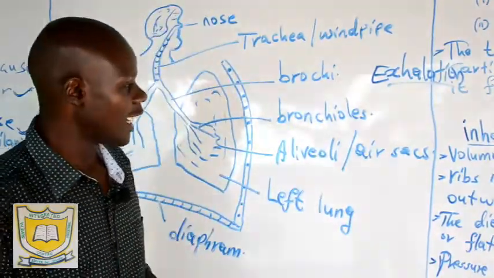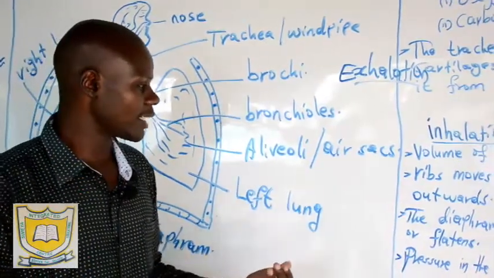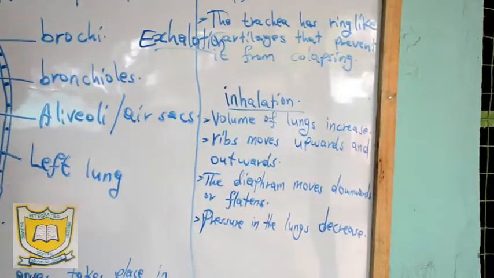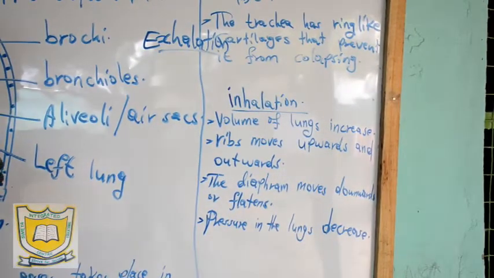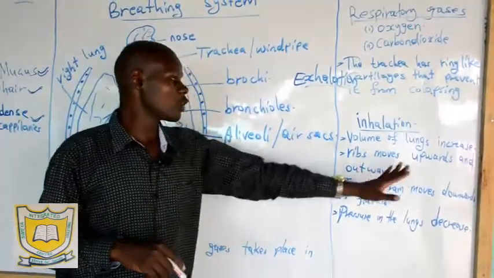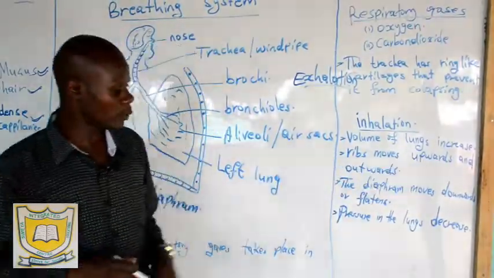That can be done practically. As you breathe in, that is inhalation, you find that your ribs, the chest, tends to move upward. So the rib cage will move upwards and outward.